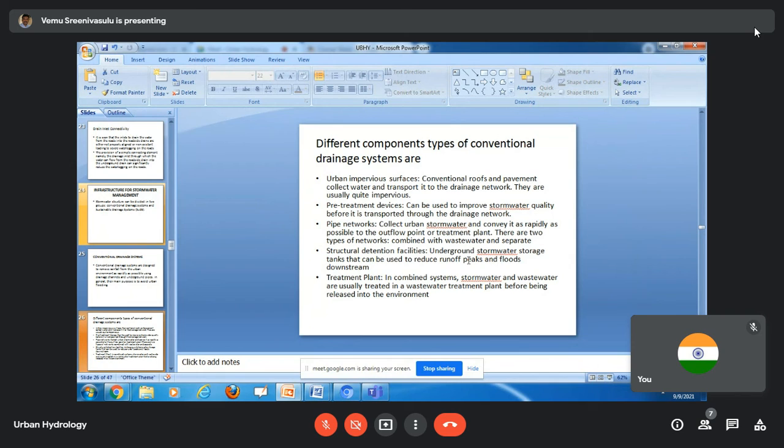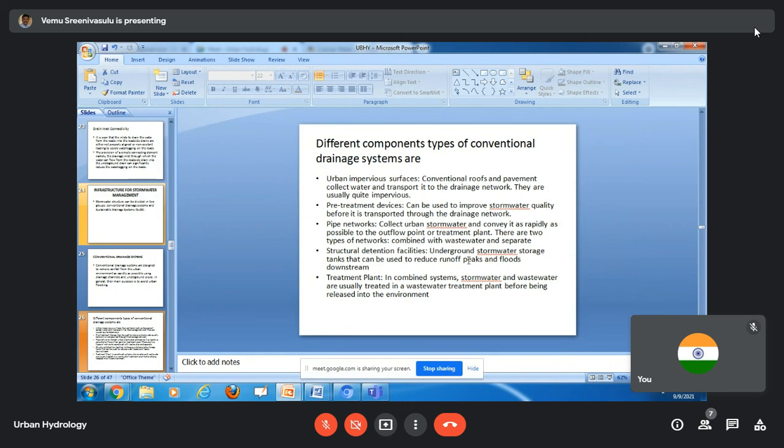Okay, and the pipe network, another component. So what it will do is collect the urban storm water and convey it as rapidly as possible to the outflow point or treatment plant. So from there it will send the storm water to the treatment plant. Okay, so there it will be treated before disposing into the rivers or estuaries, right?